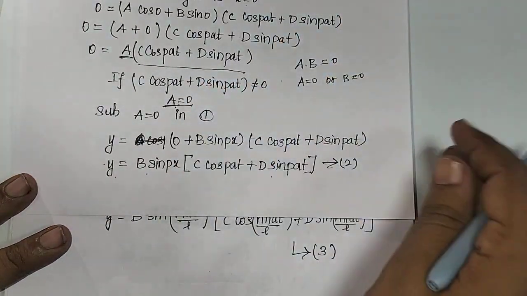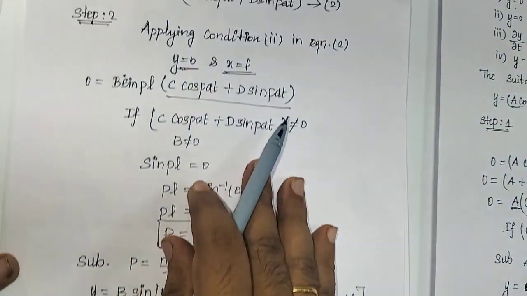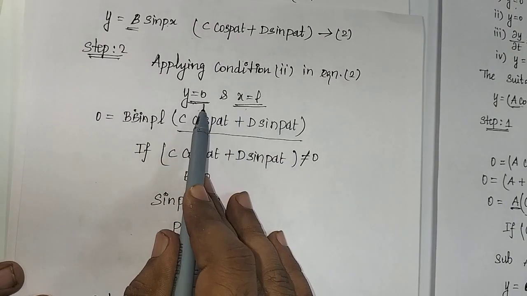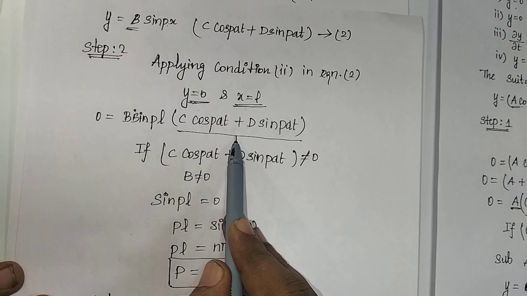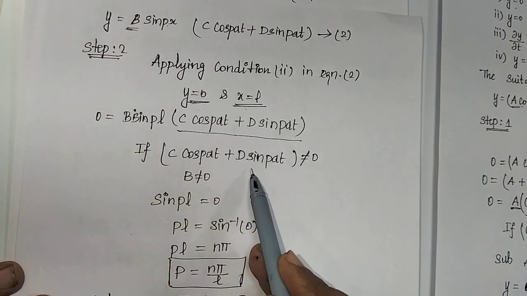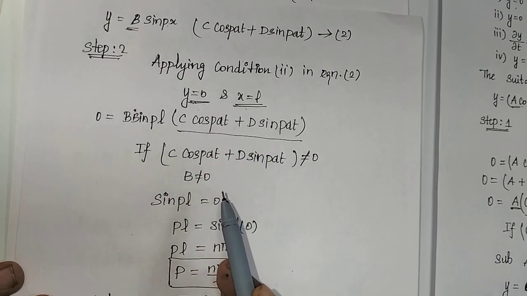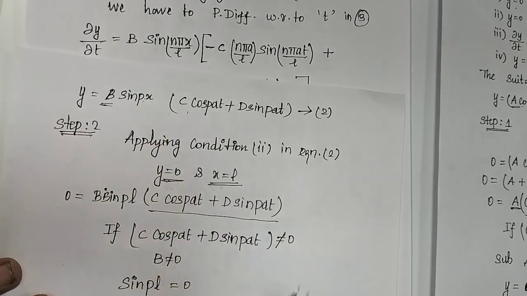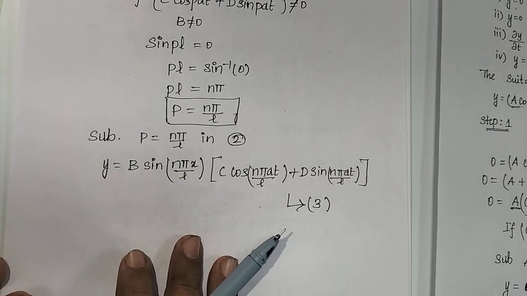Now you can forget equation 1. In equation 2, I am going to apply condition 2, which is y = 0 at x = L. Substituting this in equation 2, the left hand side is 0, and the right hand side gives one equation. We have to compare the terms, as I already told you, to decide which one equals 0 and which one does not. Here I get p = nπ/L. Substituting p = nπ/L again, I get equation 3.